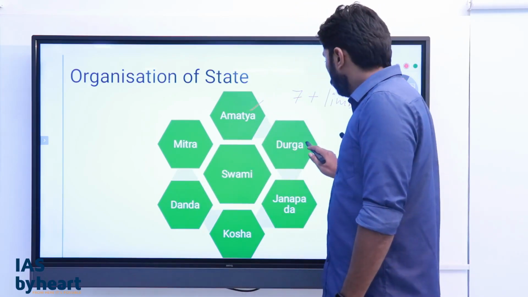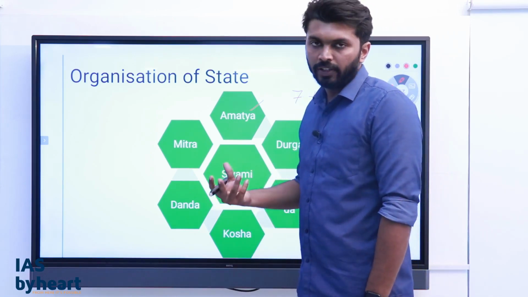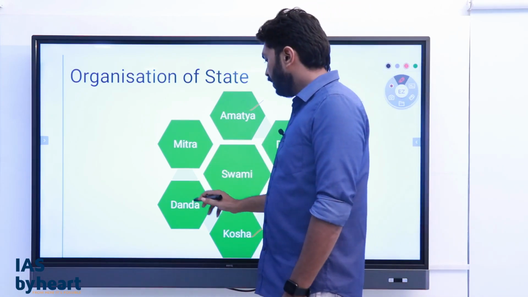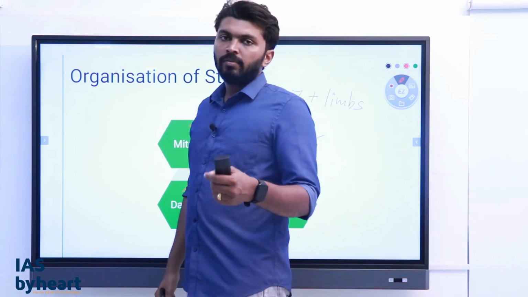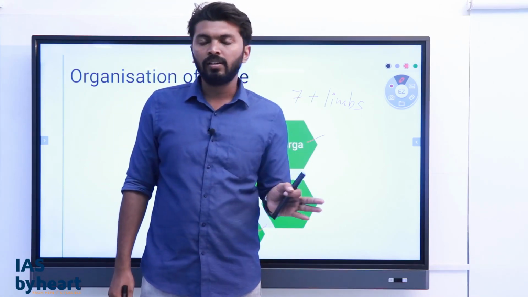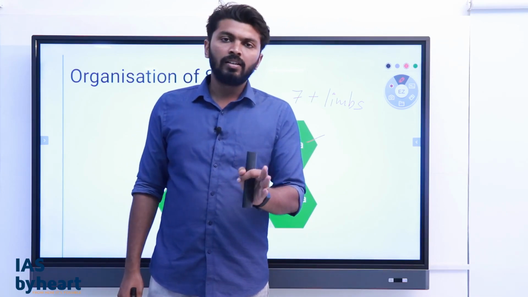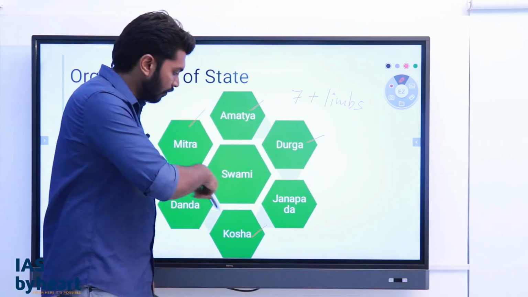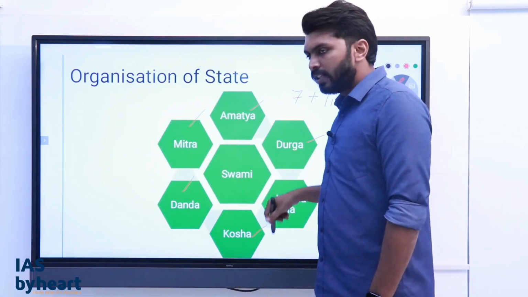Amatya. Durga means fort. Janapada means population or territory. Kosha is nothing but treasury. Danda is army, and Mitra, most of you know, means friend or an ally. Friend in the sense not a personal friend of the king. It may be a neighboring country or a non-neighboring country, but that country should be an ally. So allies are an important constituent in these 7 limbs. This is what is called Saptanga theory, the 7 limbs theory. We will see them one by one.